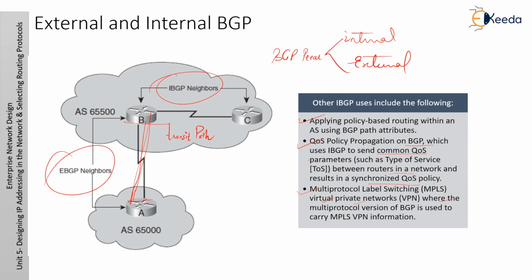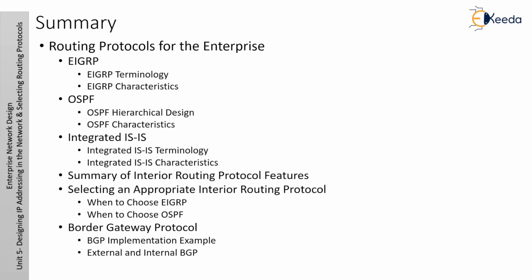Okay. Now let us see what is the next topic. In this lecture we have covered EIGRP, OSPF, integrated IS-IS, a summary of interior routing protocols, and selecting an appropriate interior routing protocol with extension of EIGRP and OSPF selection, the Border Gateway Protocol, and its implementation and example. Now, all these protocols are routing protocols for the enterprise.